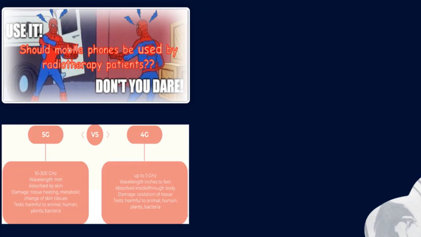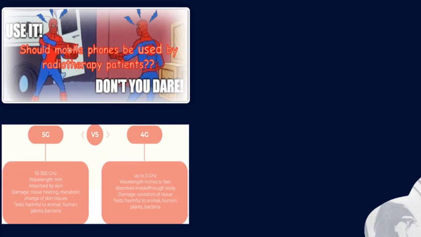5G uses millimeter wavelength, whereas 4G uses inches to feet long wavelength. Because of this longer wavelength of 4G, it can either penetrate through our body or be absorbed within our body. When and if it is absorbed in our body, 4G can generate reactive oxygen species, a radical that is highly harmful to our DNA, causing DNA breakage like single strand or double strand breaks. Whereas in 5G, because of the shorter wavelength, it is absorbed at our skin level, and the damage caused is usually tissue heating or metabolic change of the skin tissues.